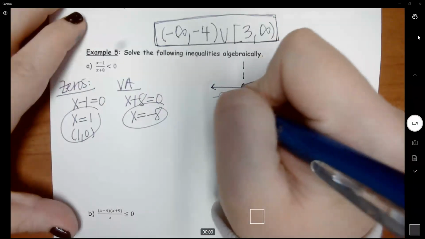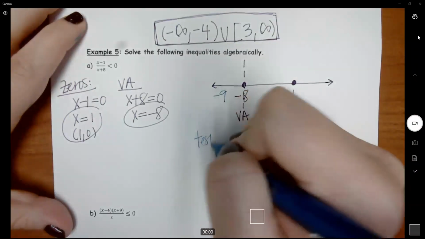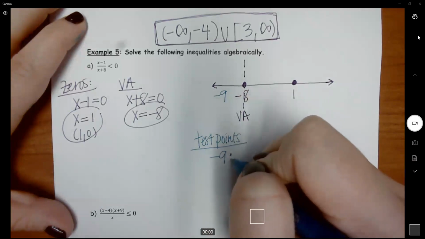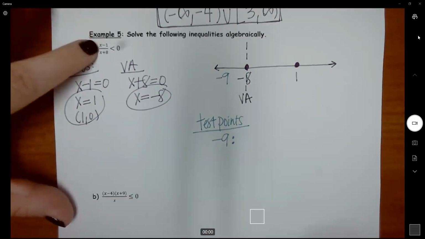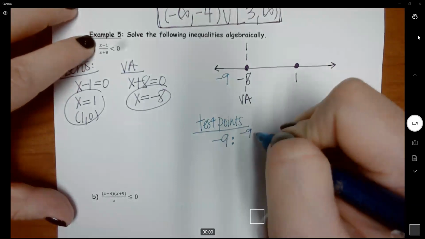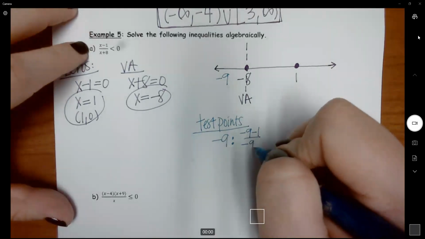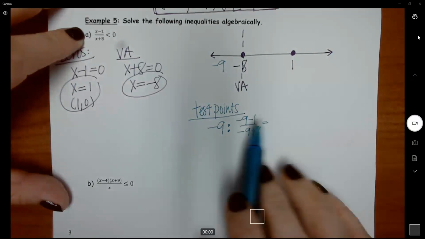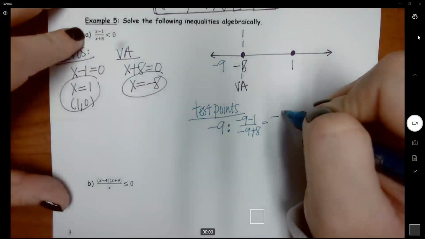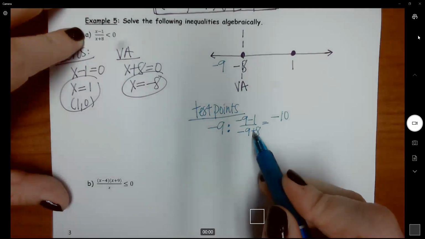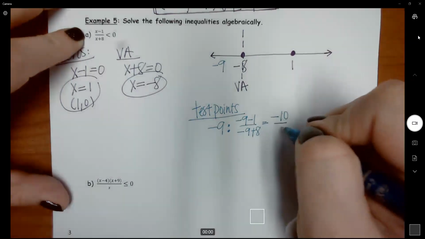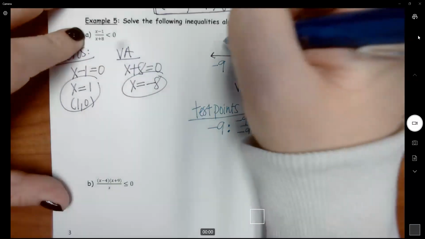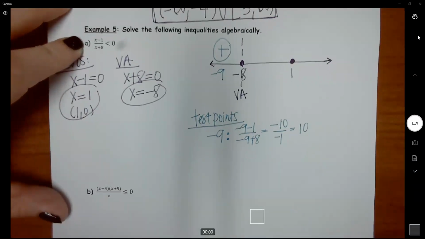If I make a test point of -9, I'm going to plug that in everywhere I see an x. So this is (-9 minus 1) over (-9 plus 8). Negative 9 minus 1 is -10. Negative 9 plus 8 is -1. Negative over negative is positive. And so what I care about is that this is a positive right here.